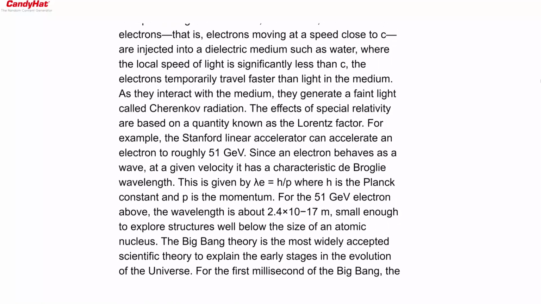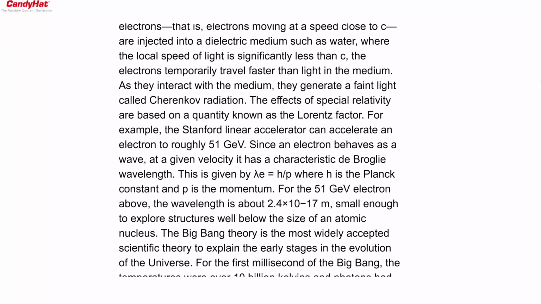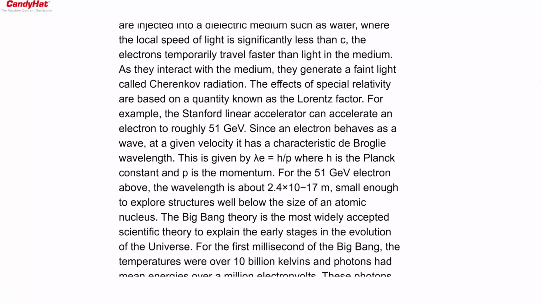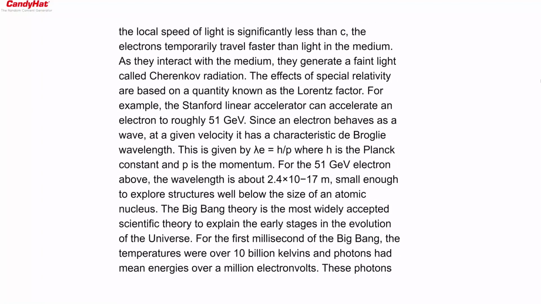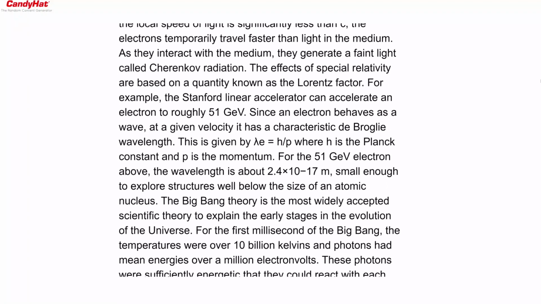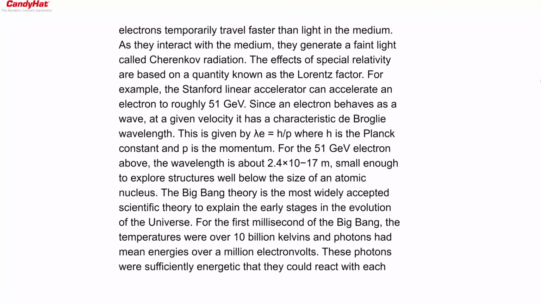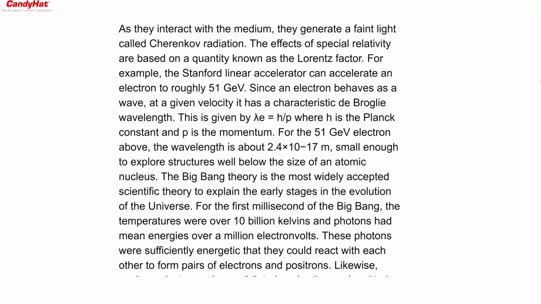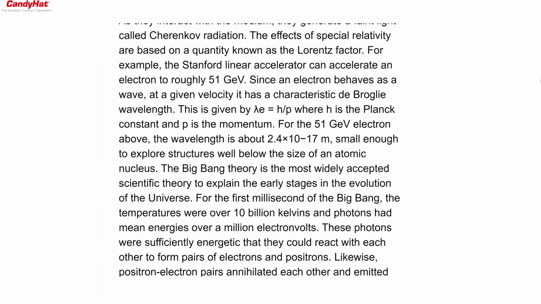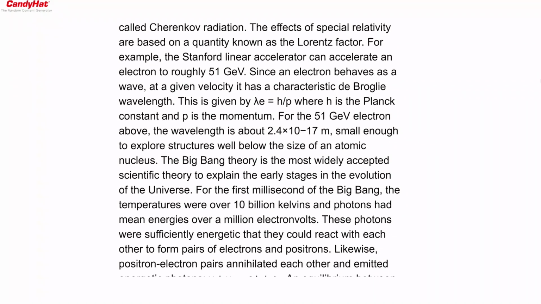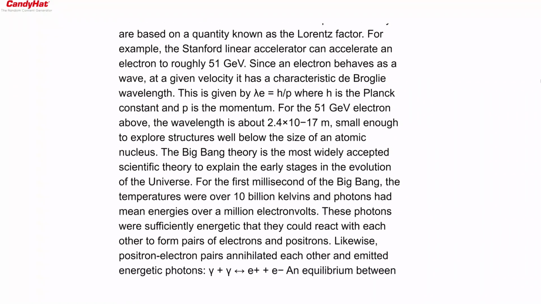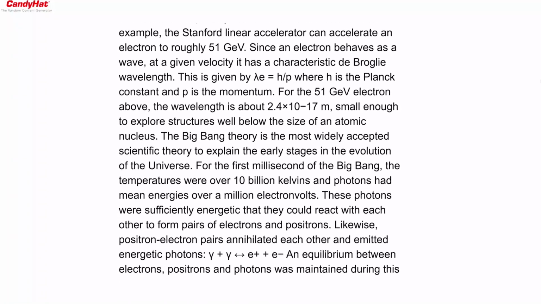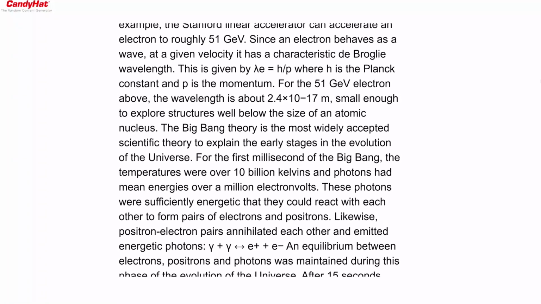For example, the Stanford Linear Accelerator can accelerate an electron to roughly 51 GeV. Since an electron behaves as a wave, at a given velocity it has a characteristic de Broglie wavelength. This is given by lambda equals h/p, where h is the Planck constant and p is the momentum. For the 51 GeV electron above, the wavelength is about 2.4 × 10⁻¹⁷ m, small enough to explore structures well below the size of an atomic nucleus.